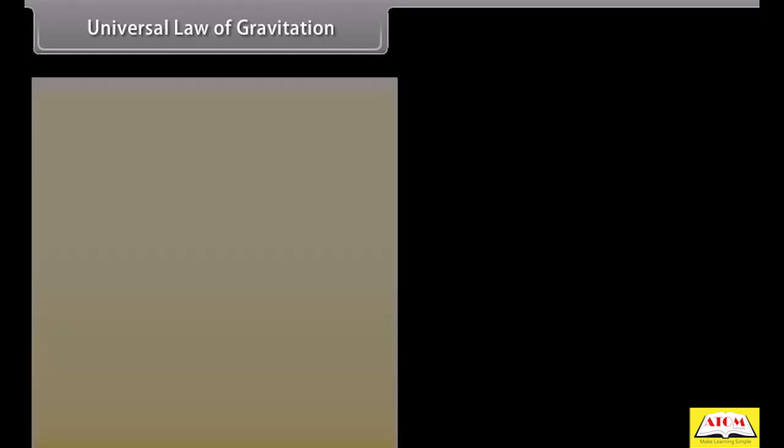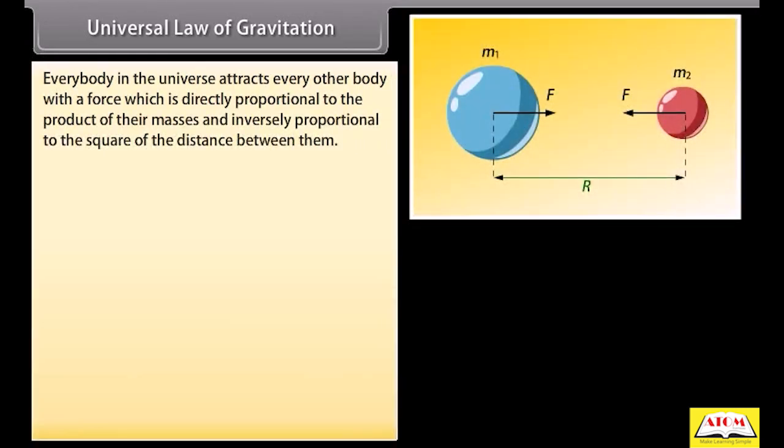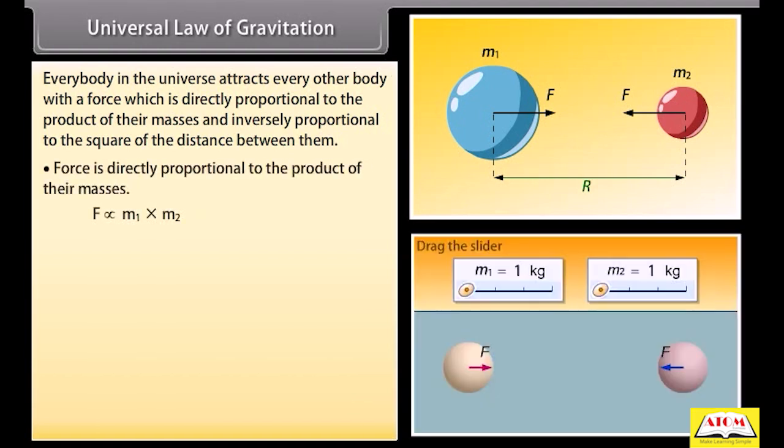Universal law of gravitation. Every body in the universe attracts every other body with a force which is directly proportional to the product of their masses and inversely proportional to the square of the distance between them. Force is directly proportional to the product of their masses.